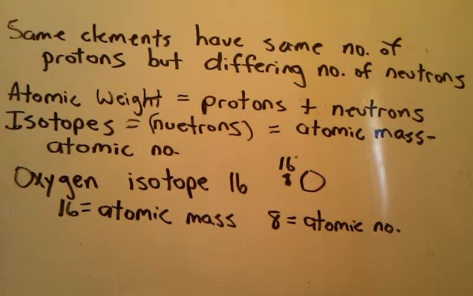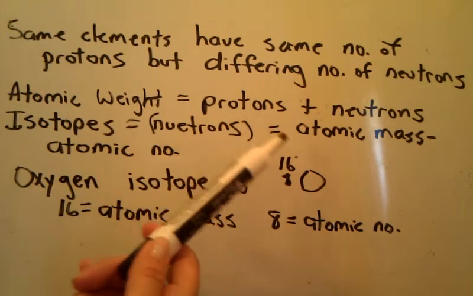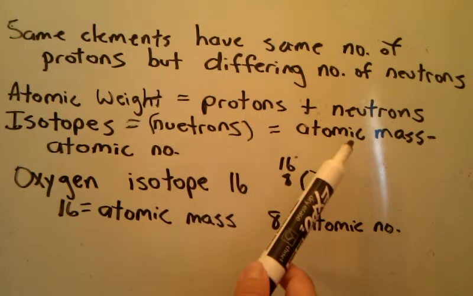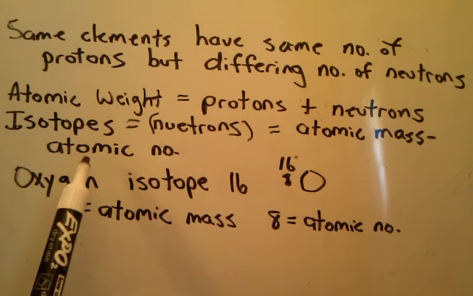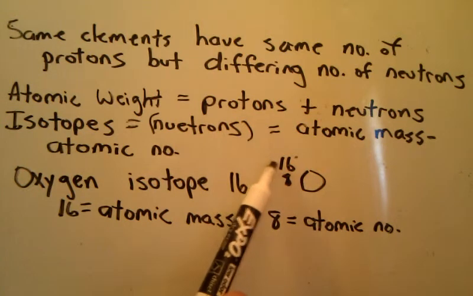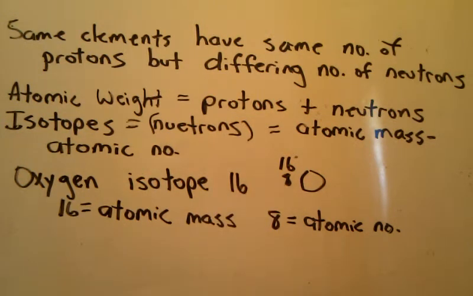Okay. If you look at your periodic table, notice that each element has its atomic weight listed. This number represents the average sum of protons plus neutrons of the element as it occurs naturally in our universe. So we said same elements have the same number of protons but differing numbers of neutrons. The atomic weight is the protons plus the neutrons. The neutrons are the atomic mass minus the atomic number. Oxygen isotope 16, this is how we write it. The O is oxygen, 16 is the atomic mass, 8 is the atomic number. We subtract to get the isotope.